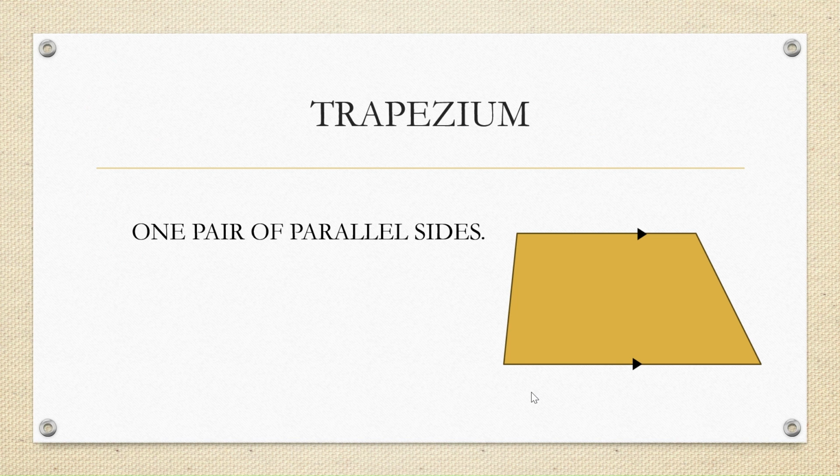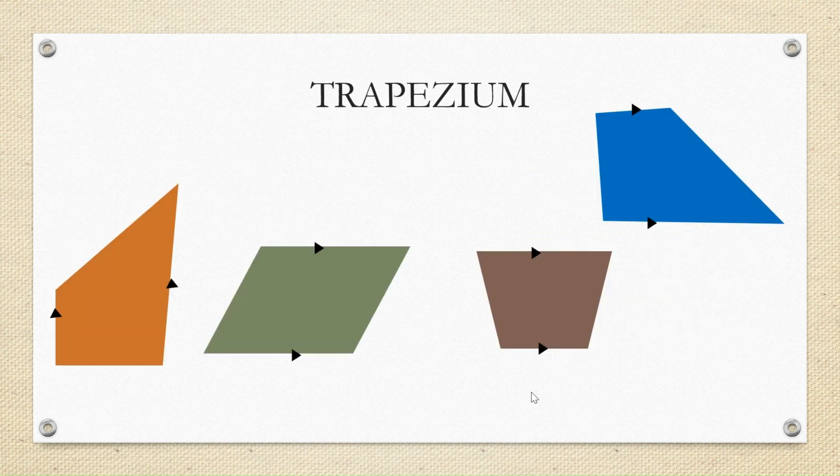A trapezium is a quadrilateral with one pair of parallel sides. The arrow mark on the sides here show that those two sides are parallel to one another. These all are different types of trapeziums, and we can see the arrow marks on two sides which show that those particular sides are parallel to one another. If a figure has got five sides or has not got any parallel sides, then that particular figure can't be called a trapezium.